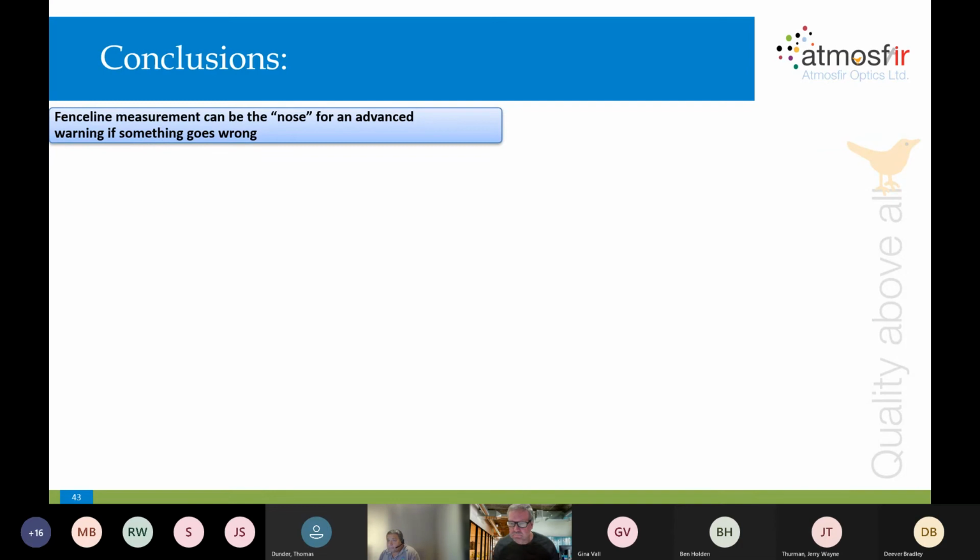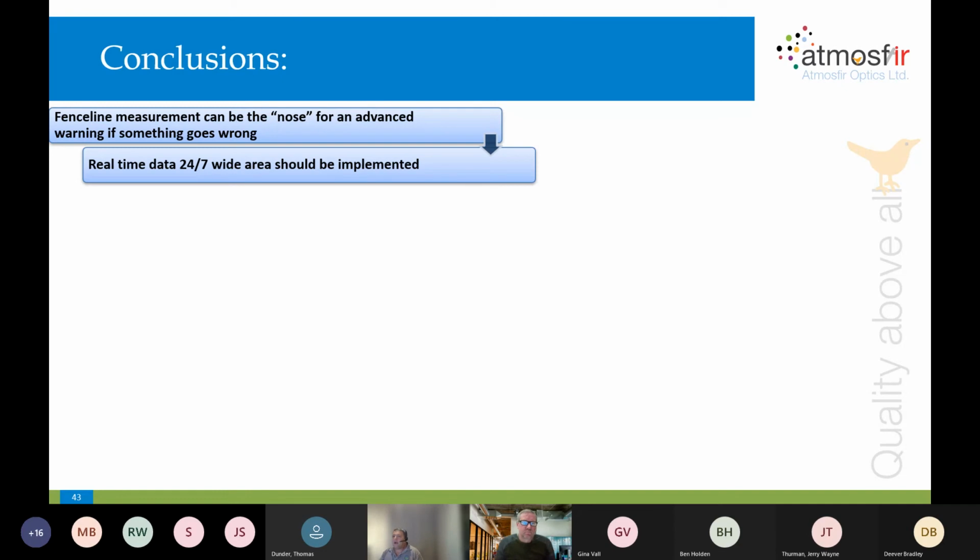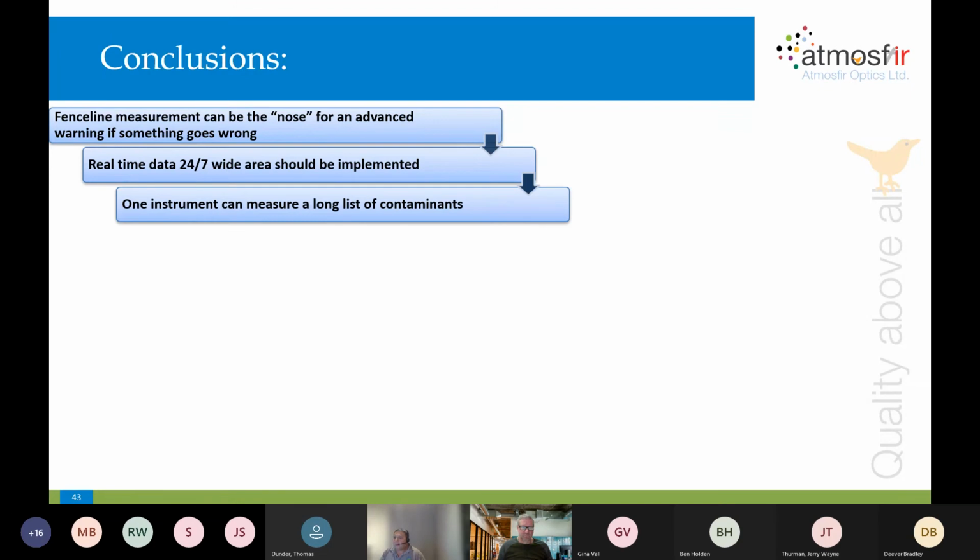So for conclusion, fenceline measurement can be the nose for advanced warning if something goes wrong. Human error, equipment failure, we can detect it in real time, you can go and fix it. Real-time data, 24/7 wide area should be implemented if you want to improve the safety. One instrument that we talk about, FTIR, can measure a long list of contaminants. We got clients that measure 6 compounds, and we got clients that measure, as you saw before in the semiconductor industry, 60 compounds simultaneously.